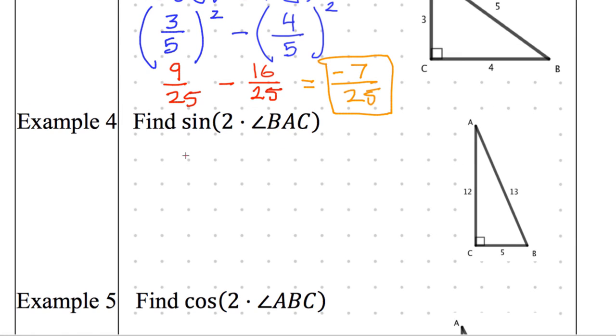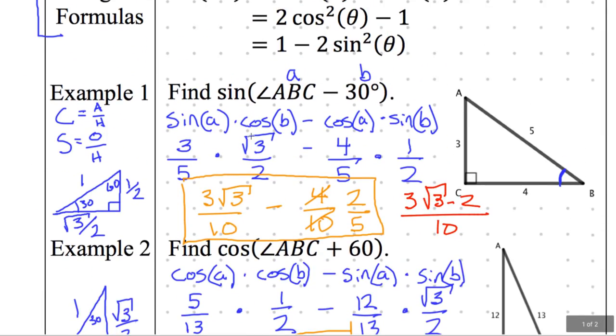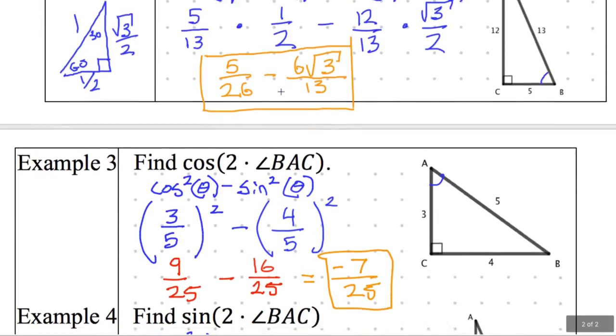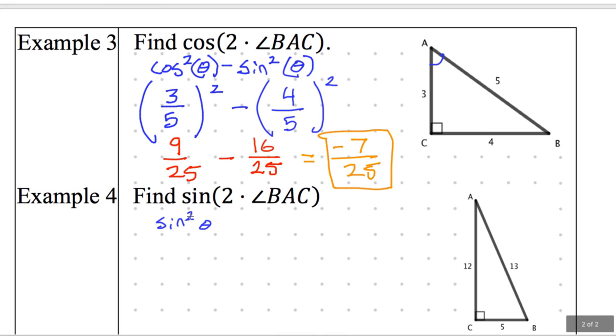Let's do number 4. Write out a formula for sine. There's only one formula, and it is what? That would be the double angle formula for sine. Sine squared of theta. Oh no, it's 2 sine theta times cosine of theta. Perfect.